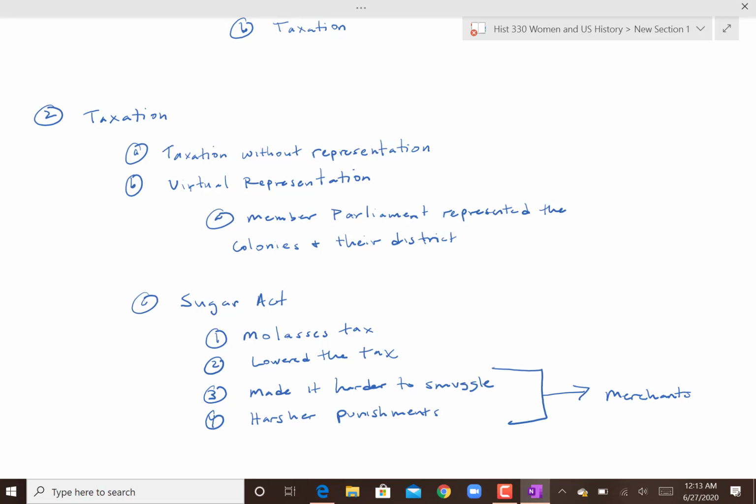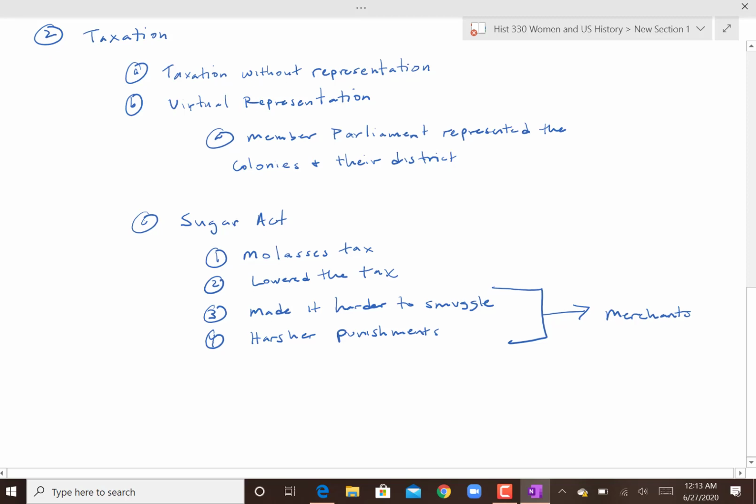The thing with this is that this didn't get a lot of interest. You do have the Sons of Liberty that show up and they start protesting. Women don't get involved yet. They're going to get involved with the next act. But this is important because it was the first example of direct taxation, right?